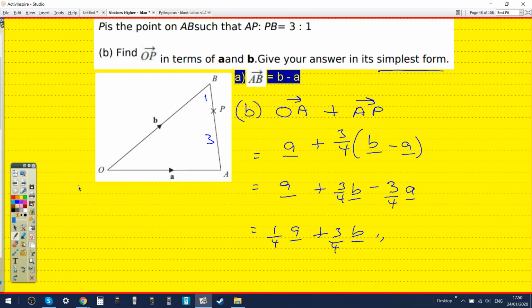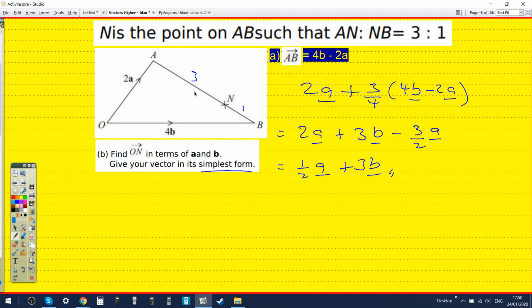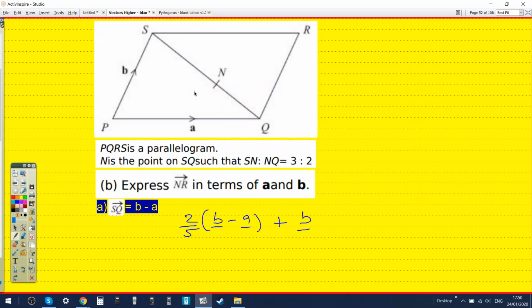And then these ones, yes, you use your previous one to get the next one. So if you have to find, let's say, A to P, it's just 3/4 of A to B. And you might need to add on something else.